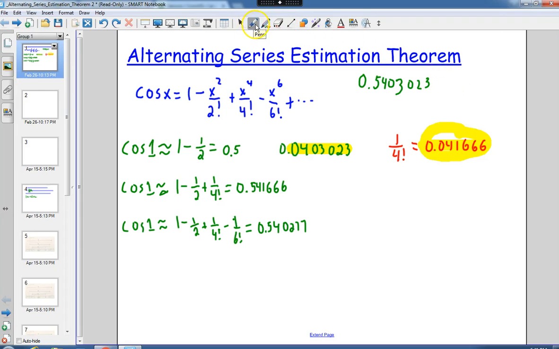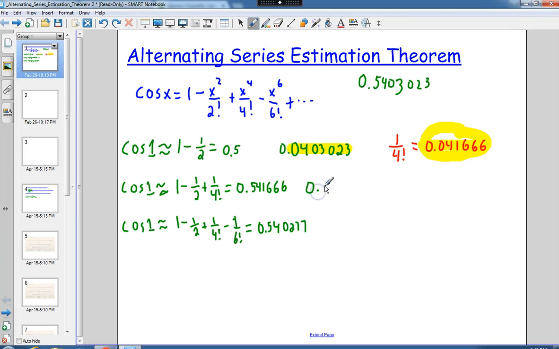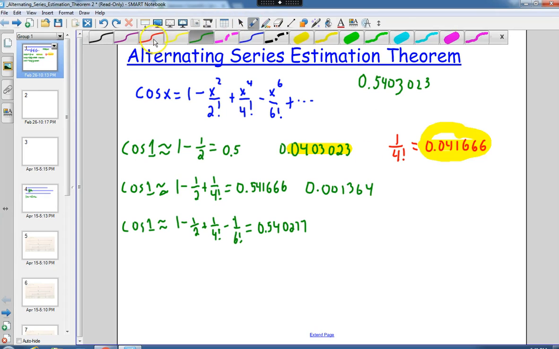And so that's an interesting fact. And if we continue to do this with our other partial sums, we start to see a pattern. For example, again, our third partial sum was this value of 0.541666, and if we take the difference between that and the actual value for the cosine of 1, we get a value of 0.001364.